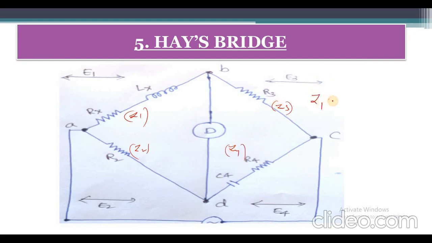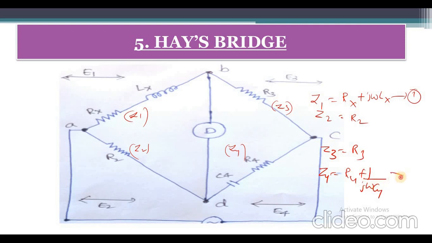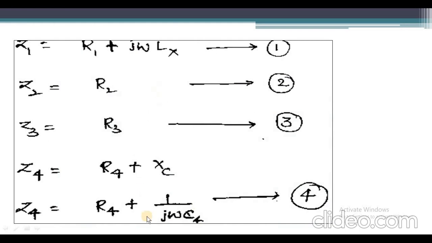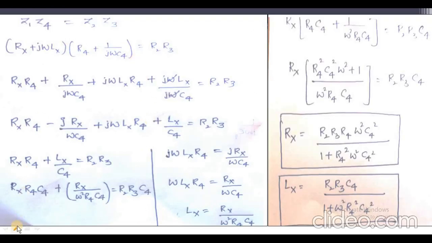So the Z1 equation means Rx, both these are in series now, Rx plus j omega Lx. It is the Z1 equation. Z2 is R2, similarly Z3 is R3, and Z4 is R4 plus 1 by j omega C4. It is the fourth equation. After that, you have to substitute all these four equations in this particular standard bridge balance equation, Z1 Z4 equal to Z2 Z3.